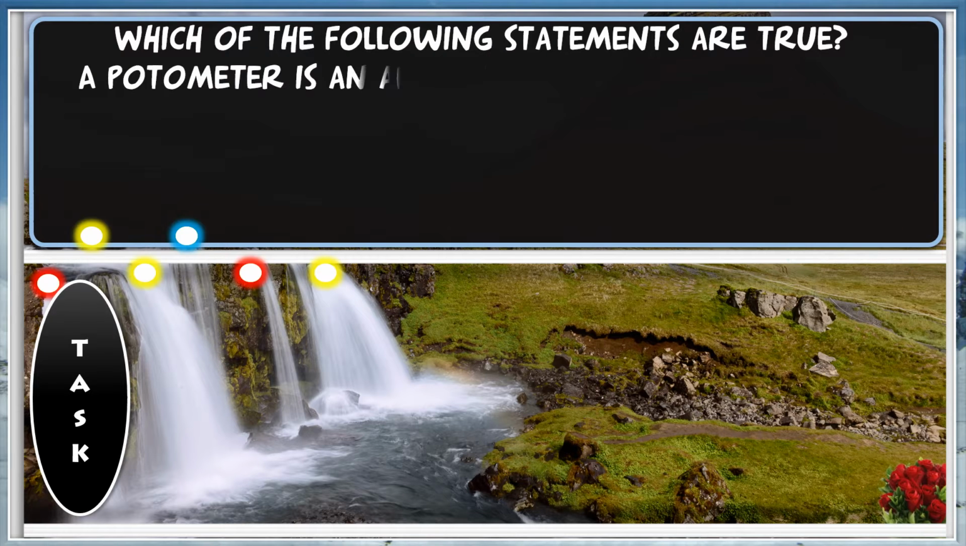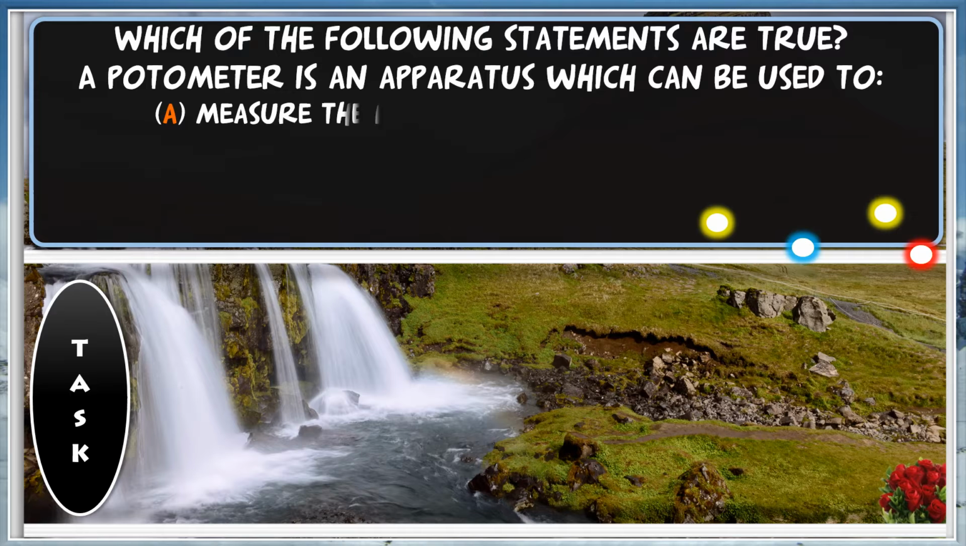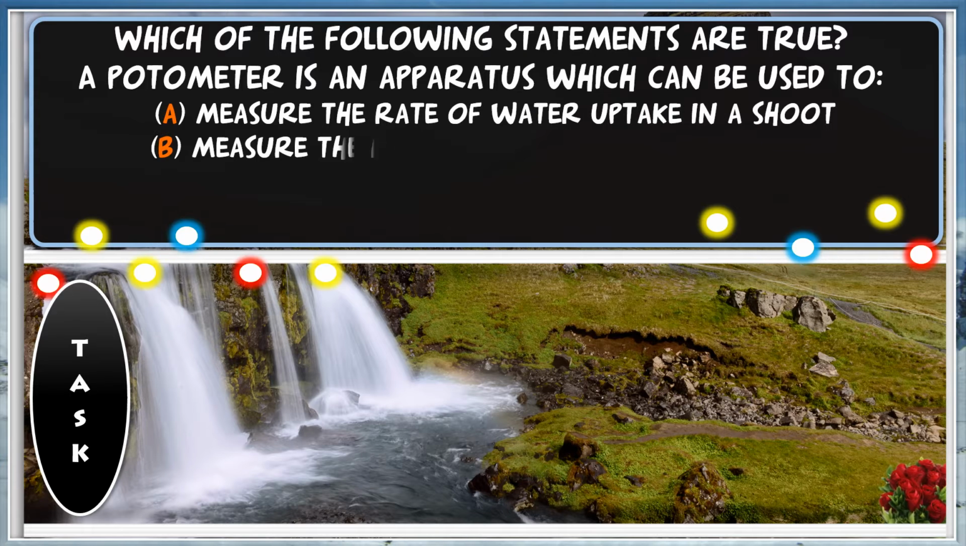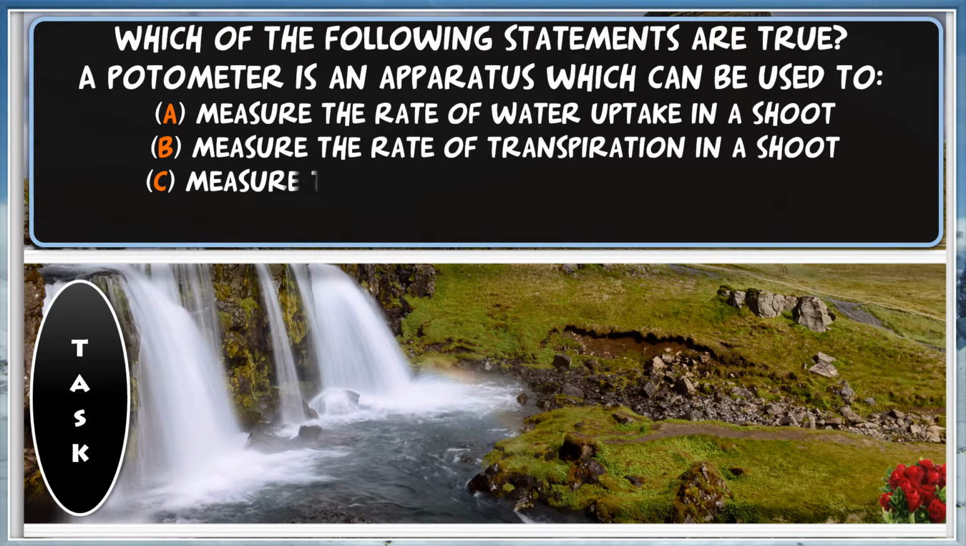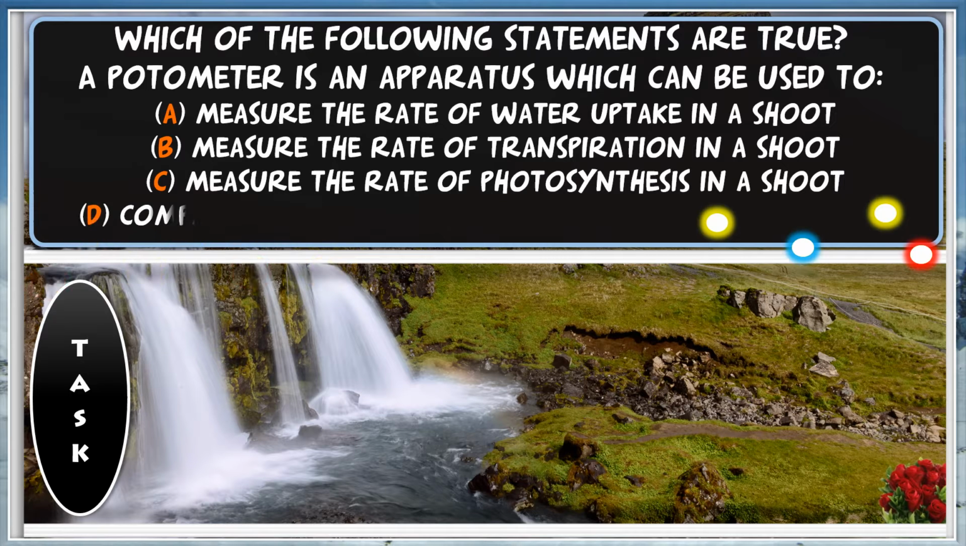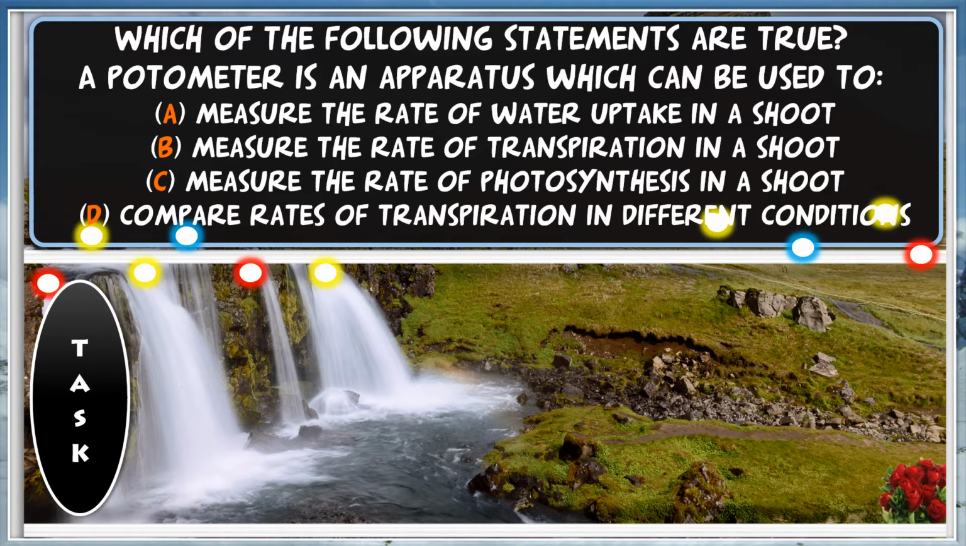Which of the following statements are true? A potometer is an instrument which can be used to: part A, measure the rate of water uptake in a shoot. Part B, measure the rate of transpiration in a shoot. Part C, measure the rate of photosynthesis in a shoot. Part D, compare rates of transpiration in different conditions.